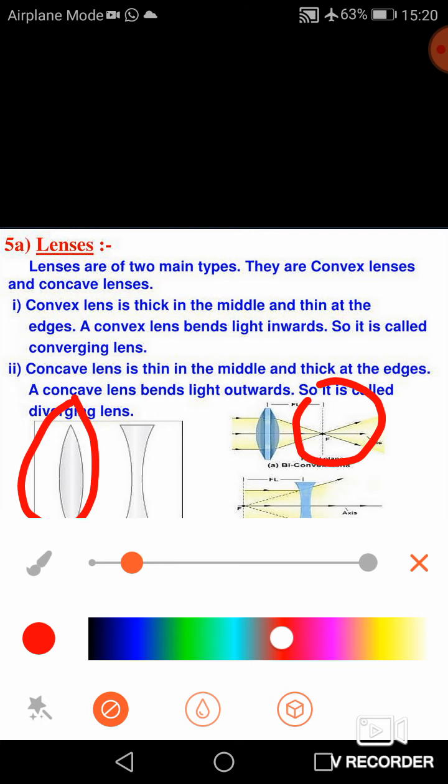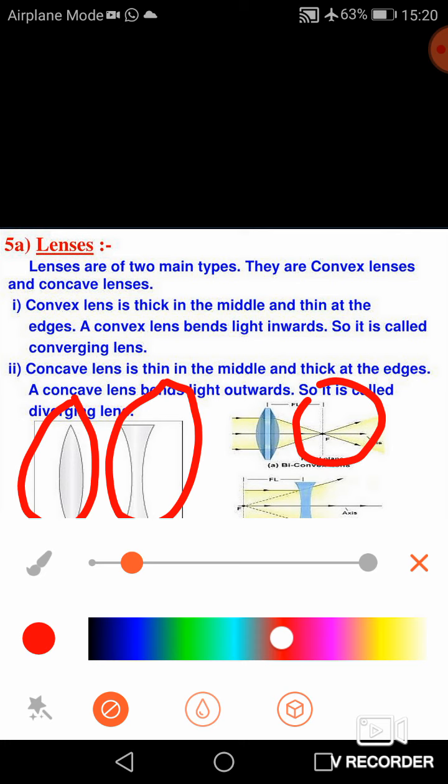On the other hand, a lens which is thinner in the middle, this is shown the concave lens. A lens which is thinner in the middle and thicker at the edges is called concave lens, and this is also called a diverging lens. Why it is called a diverging lens?